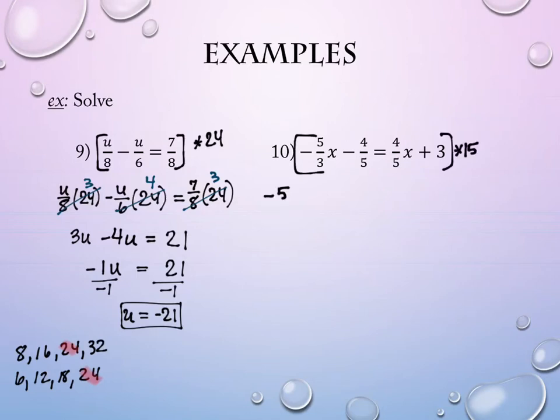So I've got negative 5/3 x times 15 minus 4/5 times 15 equals 4/5 x times 15 plus 3 times 15. Okay, and remember all those x's are variables. They're not multiplication symbols. I'm not using x for multiplication because they get intermixed. Okay, so this 3 and this 15, they cancel to what?